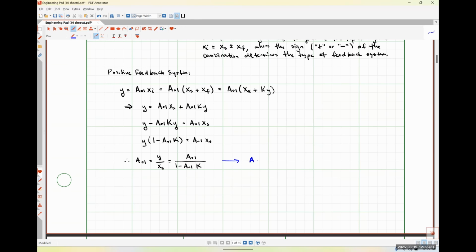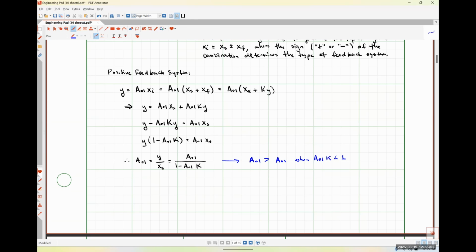So ACL is greater than AOL when AOL times K is less than 1. That K looks shitty. Okay.